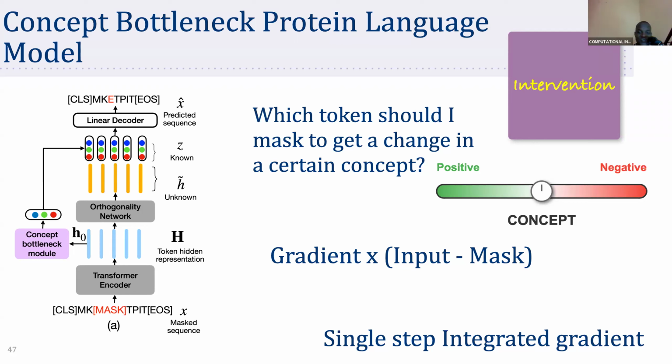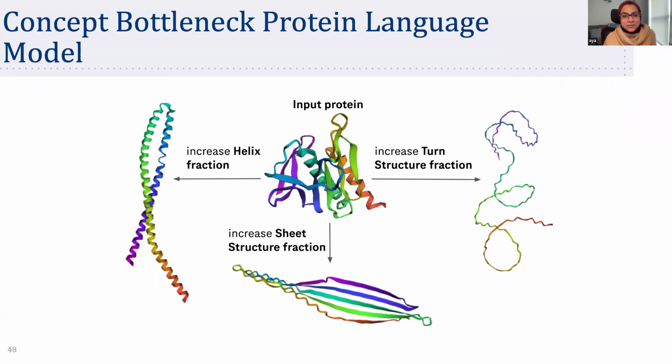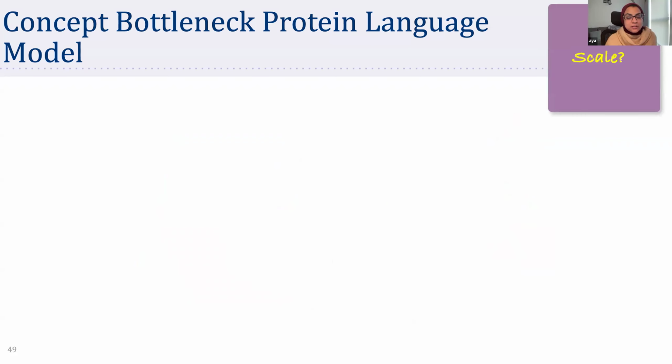Perfect, that's great. Okay. So basically, you can think about this model as something where you can start with a protein, and then you can think about having a knob that changes the different concepts and generates proteins with different properties based on that.